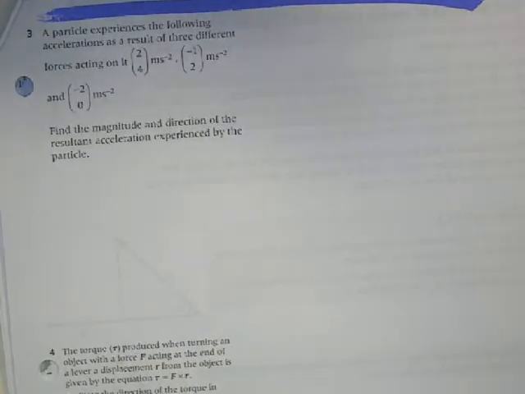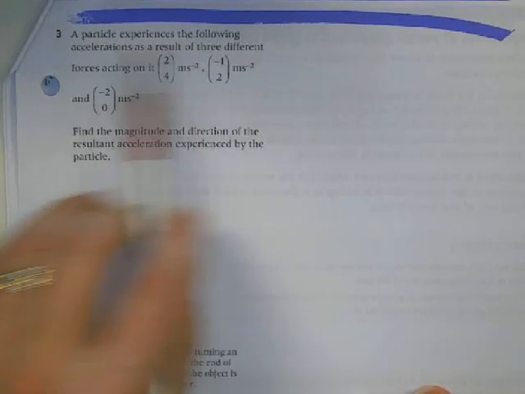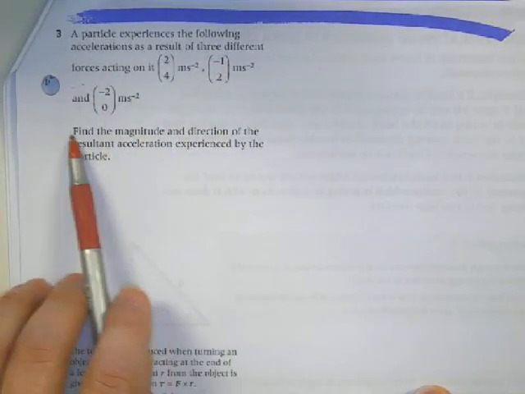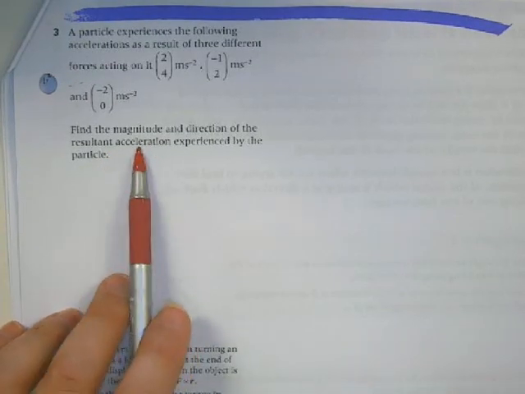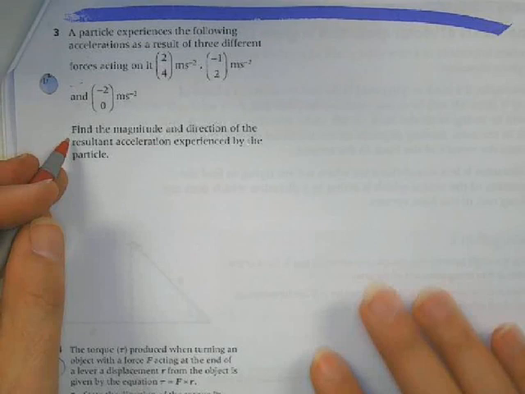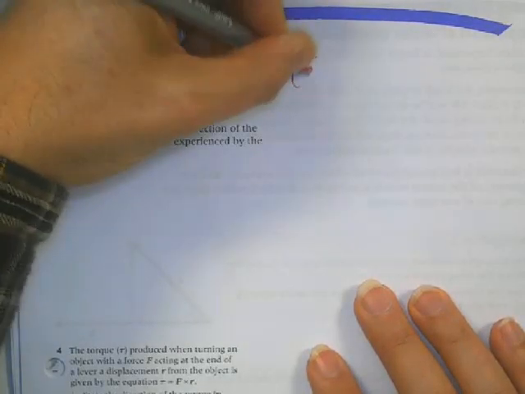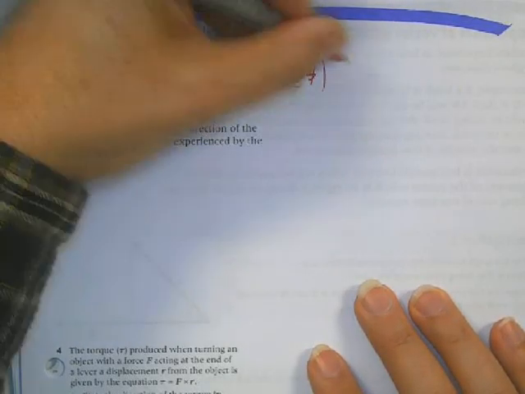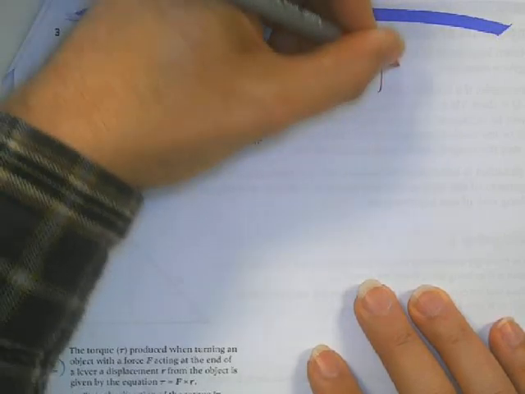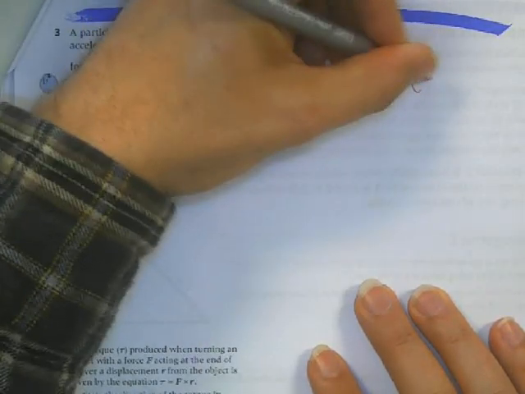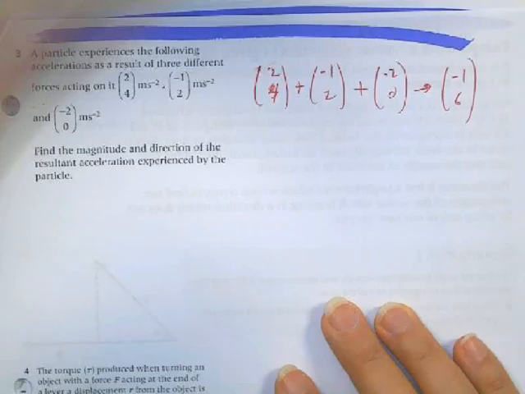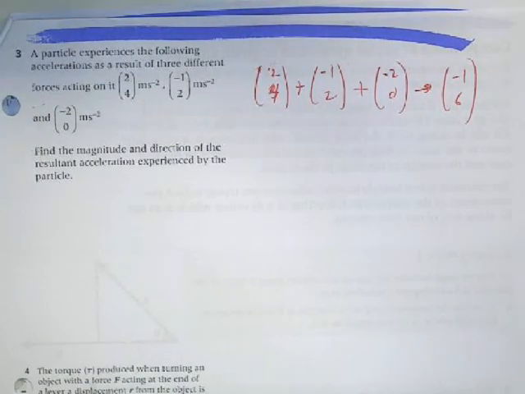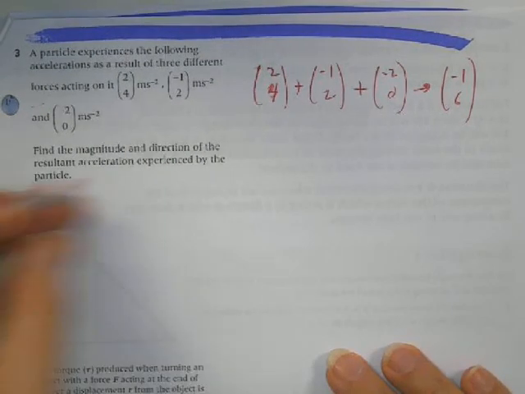Okay, question number 3. A particle experiences the following acceleration with 3 different components. Find the magnitude and direction of the resultant acceleration. So the resultant acceleration, we just have to add these together. If I add all this together, I end up with -1, 6. And so now this is my resultant vector.